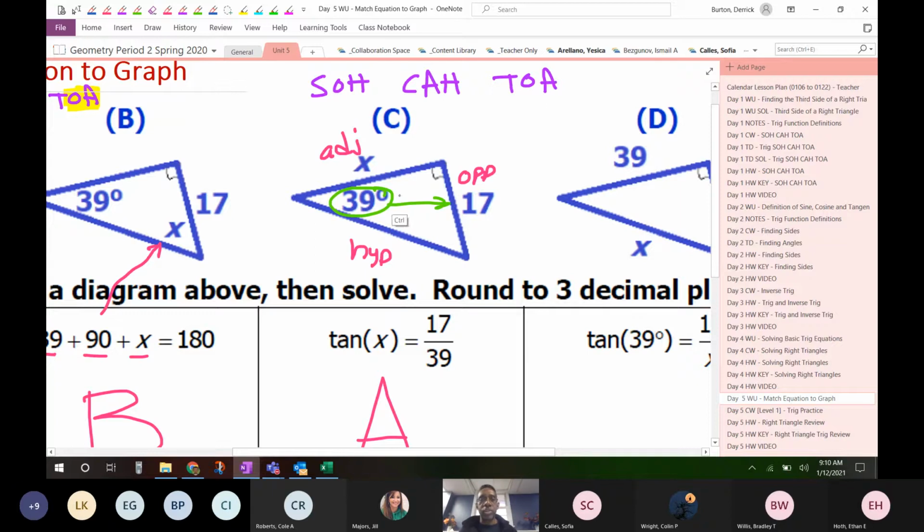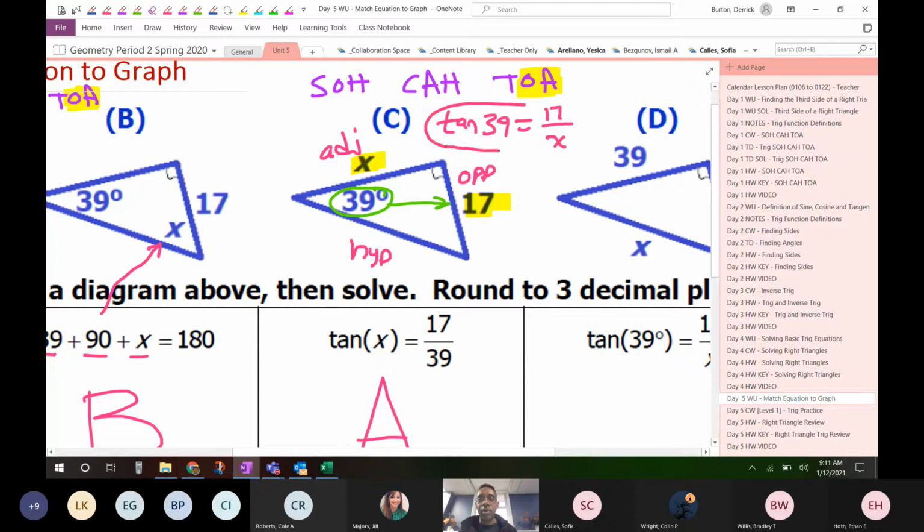Which one are we going to choose? We have to look at the sides we're dealing with. We have x and we have 17. Those are opposite and adjacent. That sounds familiar. I feel like we just did this. That's the tangent function. It involves opposite and adjacent. So we would go tangent, but the angle is 39, so tangent of 39 is equal to opposite over adjacent. So that would be 17 over x.